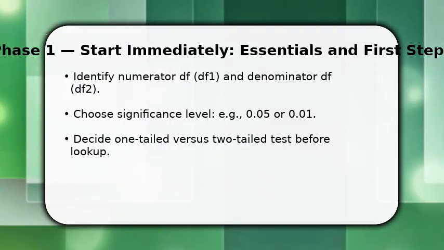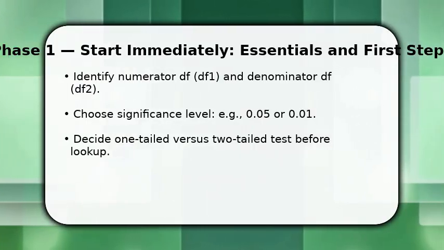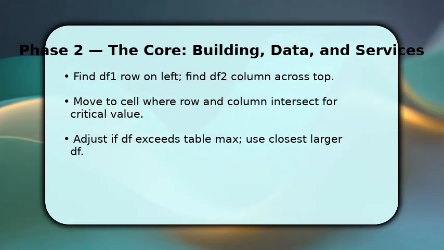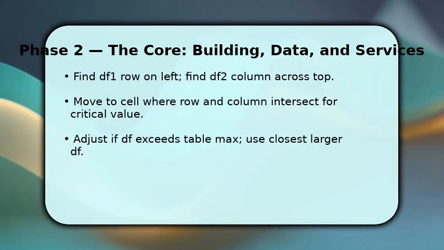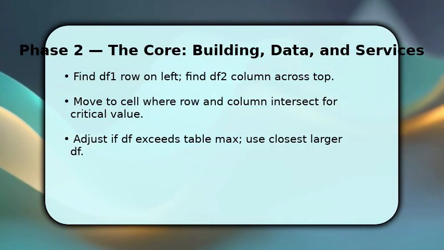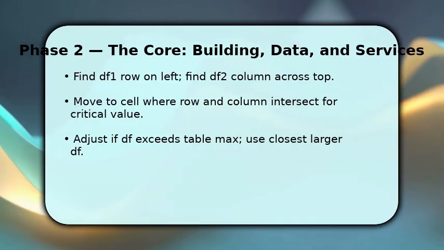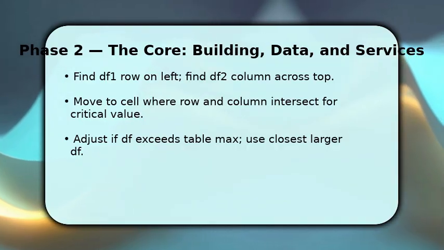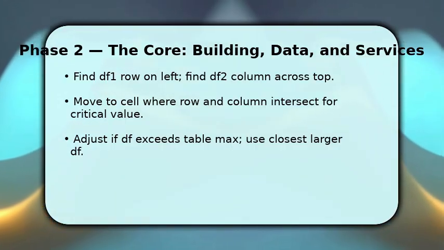Next, prepare the table or software. You will match df1 on rows and df2 on columns, so get those labels ready. Now open the F table and find the row for your df1, then scan across to locate the column for your df2. Once you intersect that row and column, read the critical F value, that is your cutoff for rejecting H0. If df exceed the table range, use the largest listed df to be conservative, or switch to software which interpolates. Also, remember that tables usually show upper-tail probabilities, so match the alpha format you selected.